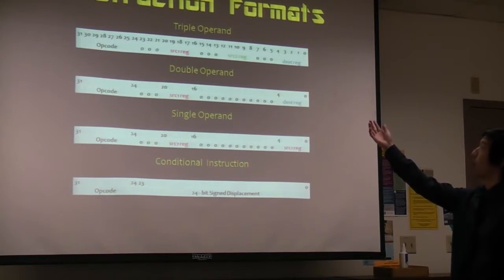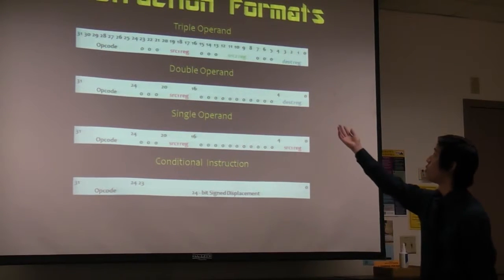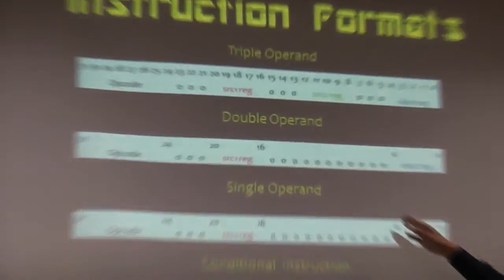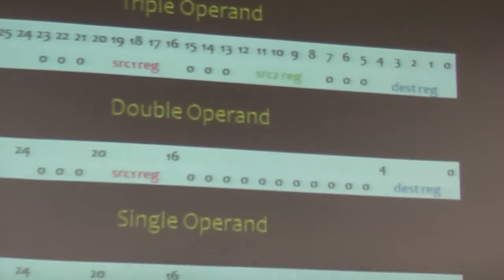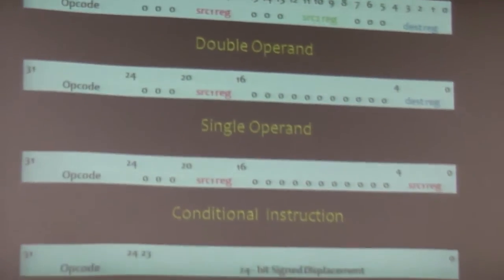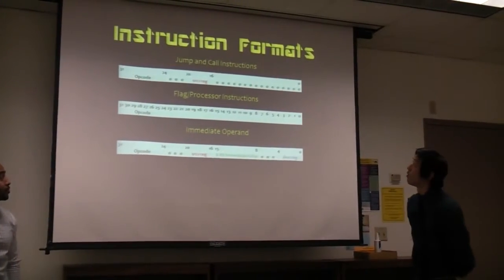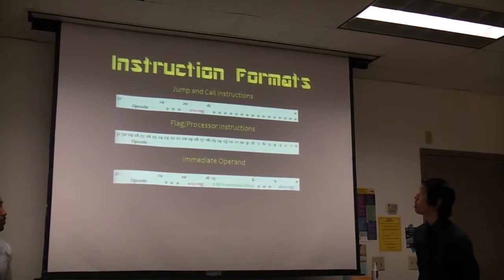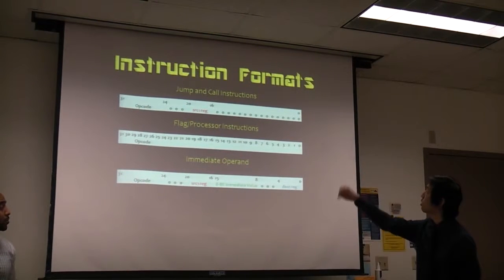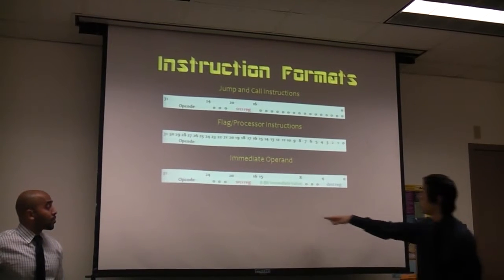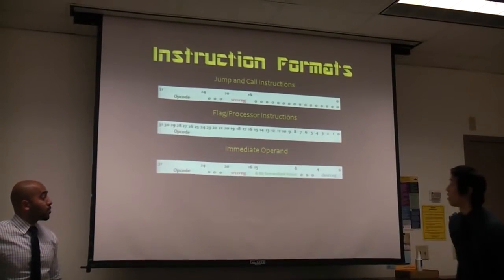So for the triple operand, you can see it has source 1, source 2, and the destination register. Double operand is just without the source 2 register. For single operand, the destination is whichever source 1 register is. And then we have a conditional instruction right here. For the jump and call instructions, it's almost the same thing. We have the flag processor instructions and the immediate operands, and we have our 8-bit immediate value.